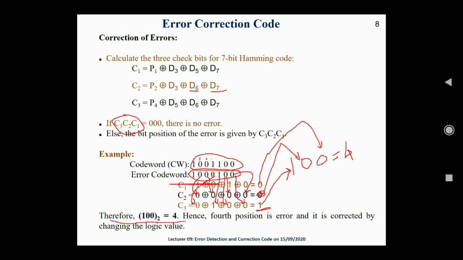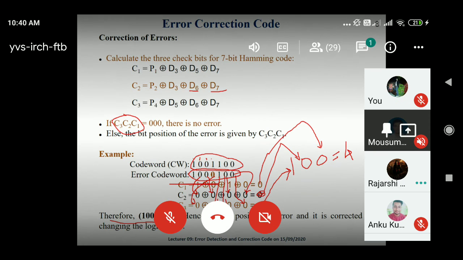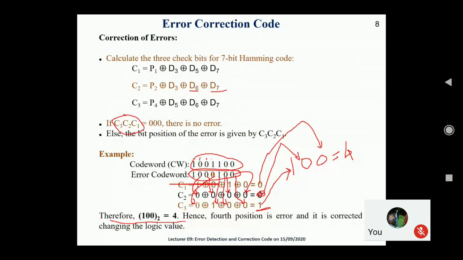Also, please say something in response. Yes, sir. So can you explain the example again?